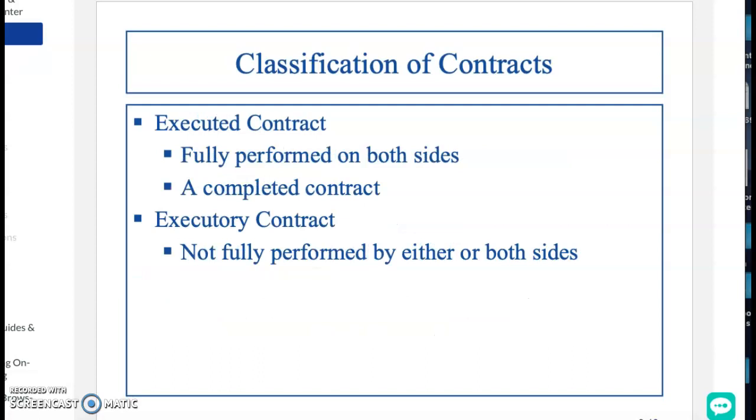An executed contract is a fully performed contract by both parties, and it is complete. We don't see these a lot in court because they're complete. They're fully functional contracts.